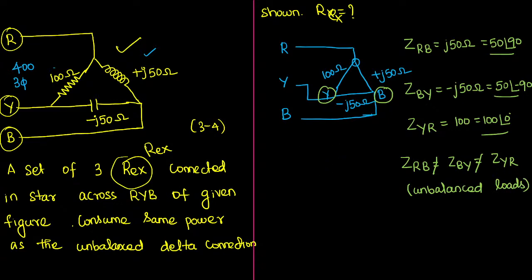Initially this RYB is connected with this unbalanced load set. Next, again, this same set of 3 Rx, 3 resistors, are going to be connected in star. How will you connect them? For example, let me take a star connected resistor. It will be like this.